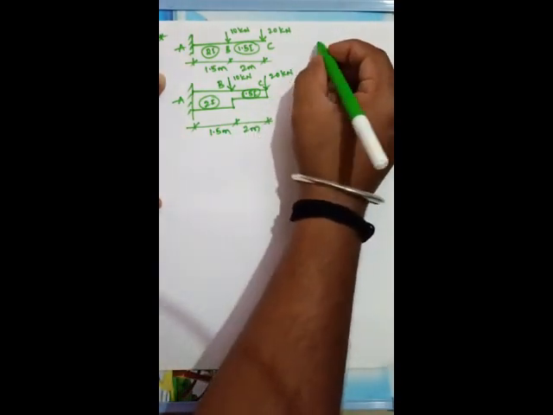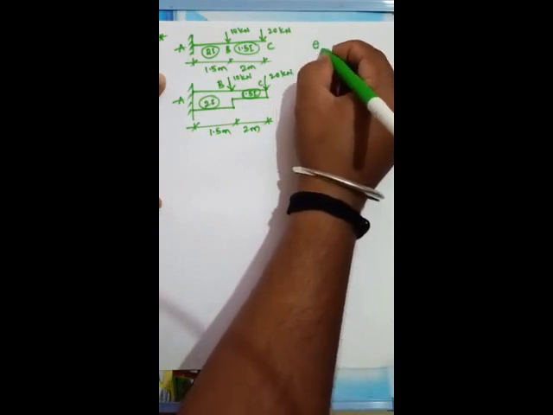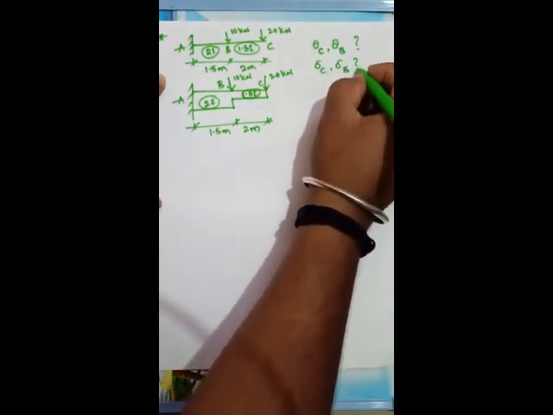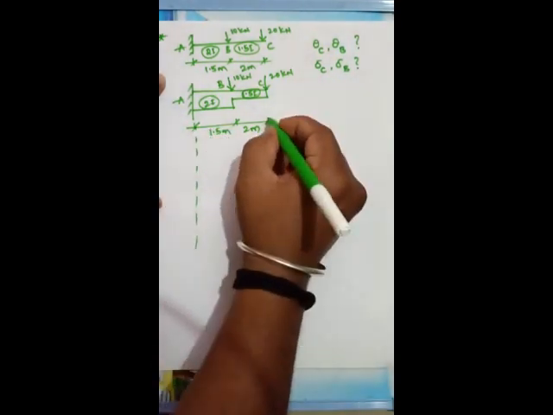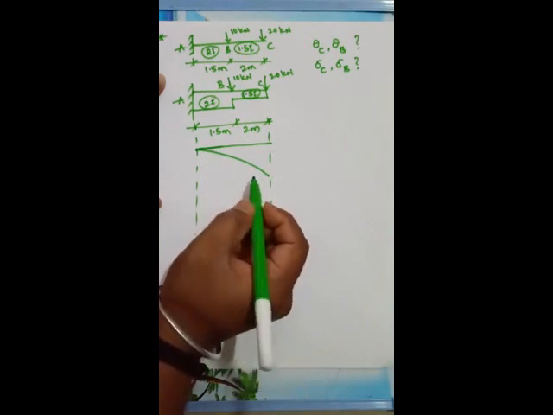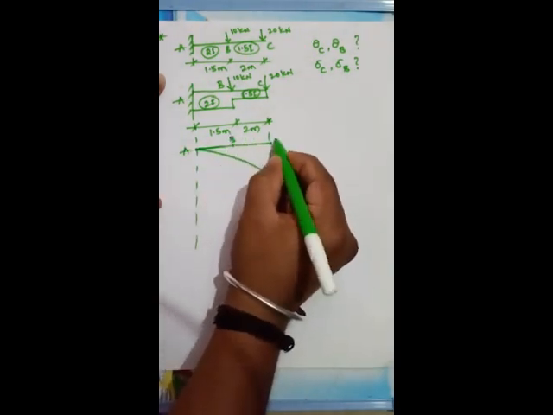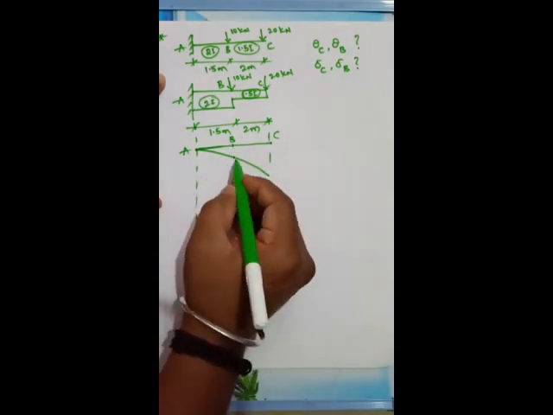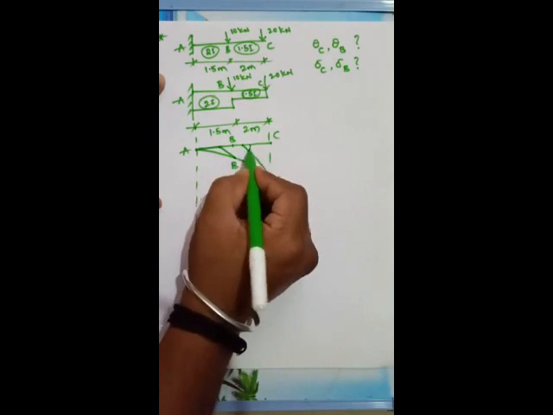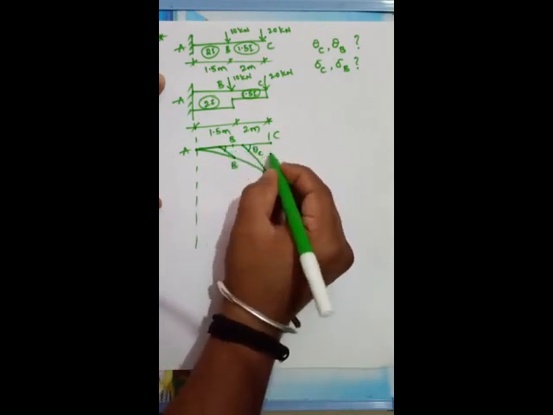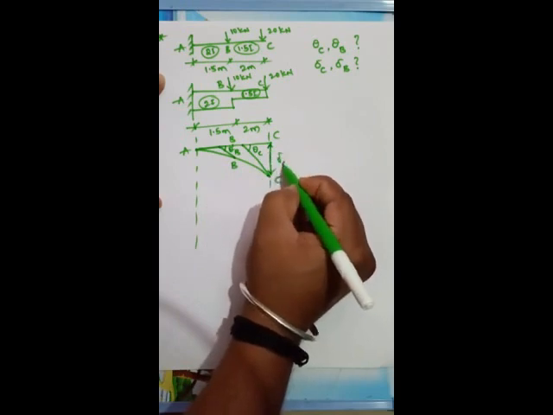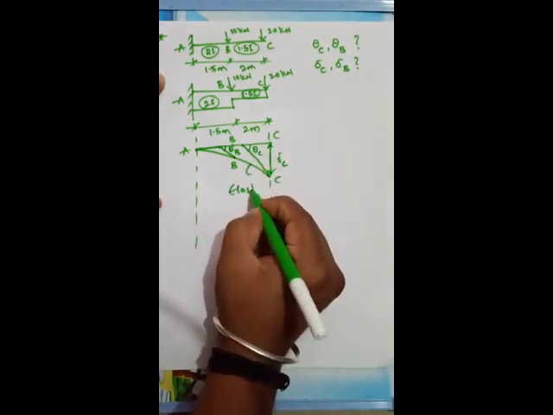Let us find the slope at point C and at point B, and the deflection at point C and at point B. First you need to draw the elastic curve. If you consider the same problem, the deflection may look something like this. This is point A, point B, point C. If I draw the points on the elastic curve, here they are. The tangent at B and the tangent at C are required: this is theta C, this is theta B. Similarly, the deflection at point B and the deflection at point C.